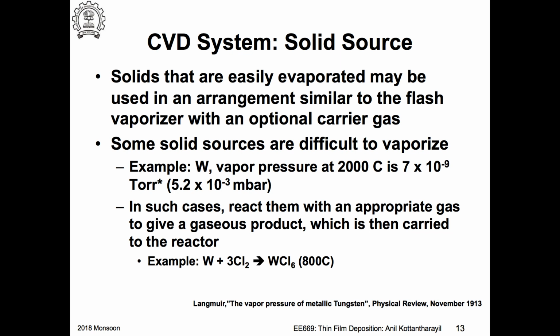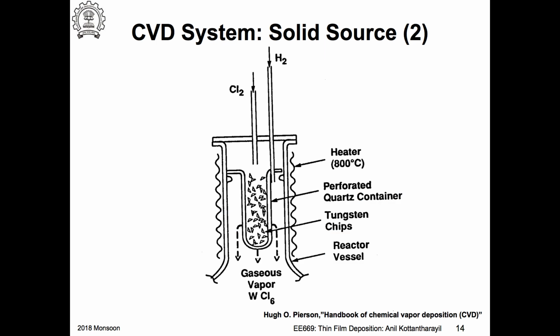So what you do in such cases is react them with appropriate gases that will give you gaseous products, and that is then carried to the reactor. You can see this tungsten, you react with chlorine, you get tungsten hexachloride, and this can be done at 800 degrees centigrade. Somebody has used this kind of system where you have tungsten chips, and then you have chlorine going in and hydrogen to dilute it. So you have gaseous vapor of tungsten hexachloride.